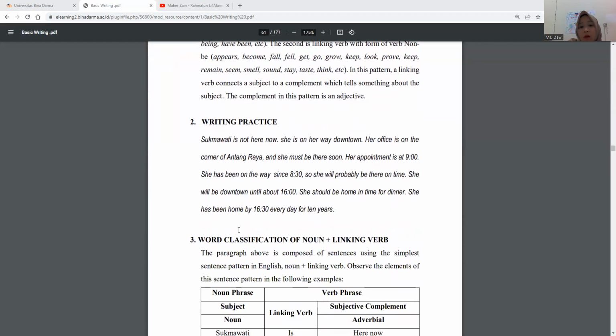Okay, let's see this writing practice. Sukmawati is not here now. She is on her way downtown. Her office is on the corner of Antang Jaya and she must be there soon. Her appointment is at 9 p.m. She has been on the way since 8:30, so she will probably be there on time. She will be downtown until 16. She should be home in time for dinner. She has been home by 16:30 every day for 10 years.